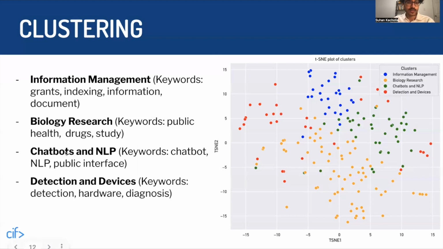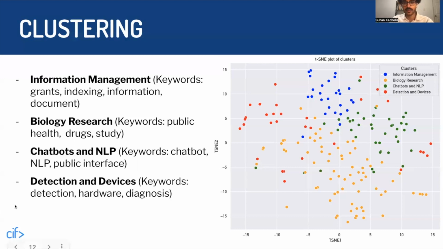The next involved chatbots and natural language processing. So, for example, the Centers for Medicare Services made a chatbot on their website to better understand their programs, or these projects might involve natural language processing or have a public interface.